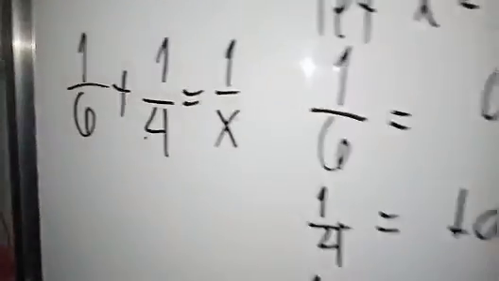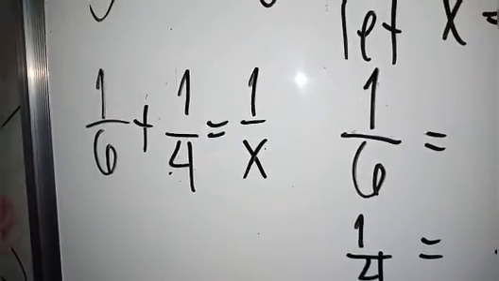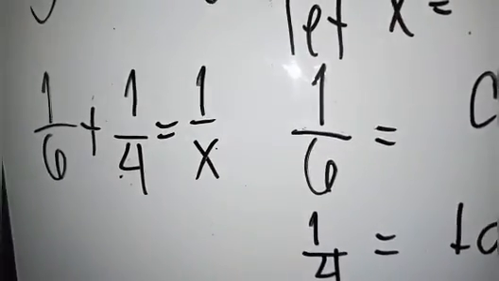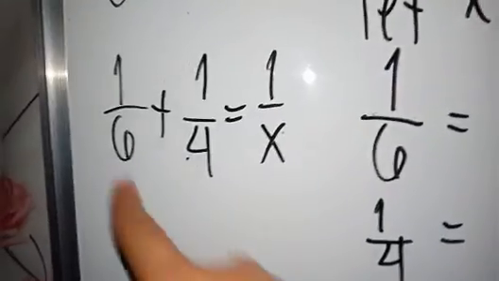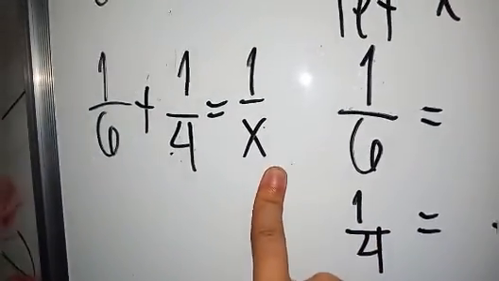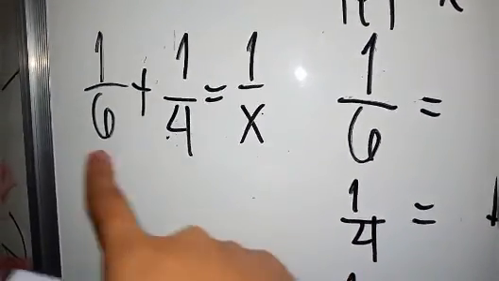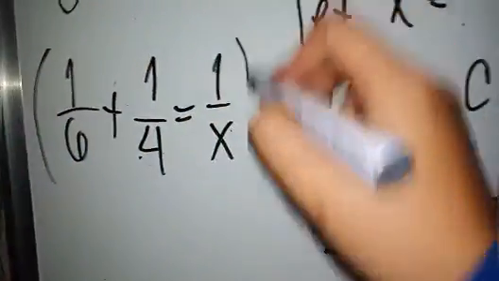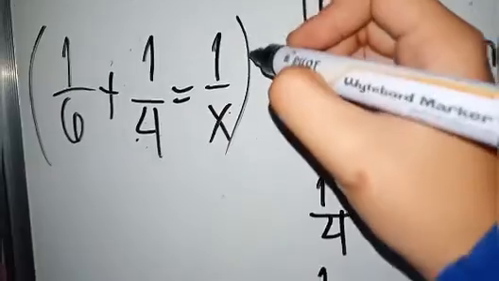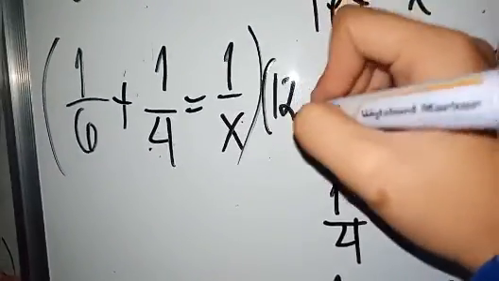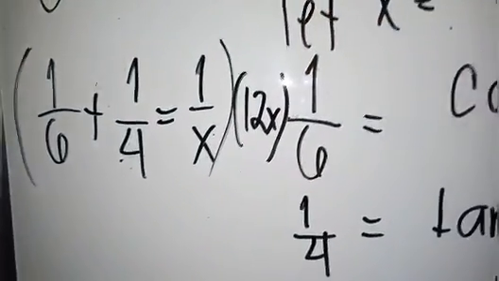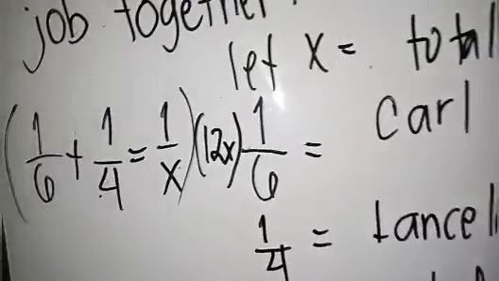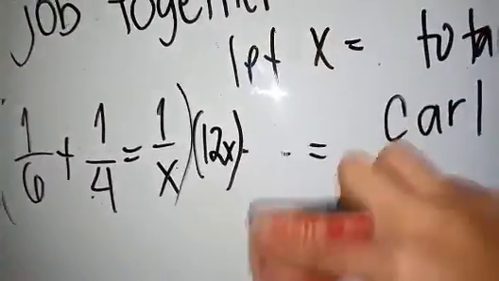The next, dito, pwedeng ang gawin na lang natin is to get their LCD. Multiply natin siya sa kanilang LCD. So, ano ba yung LCD nito? Yung ating mga denominators ay 6, 4, and x. Mumultiply lang natin siya sa kanyang LCD, which is magiging 12x. Okay, so after that, burahin ko muna ito para hindi kayo malito.